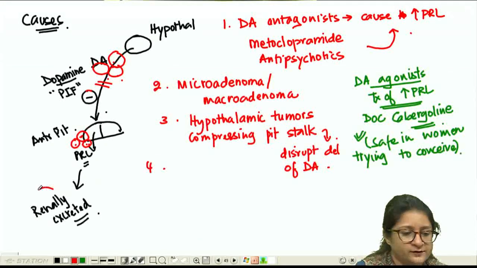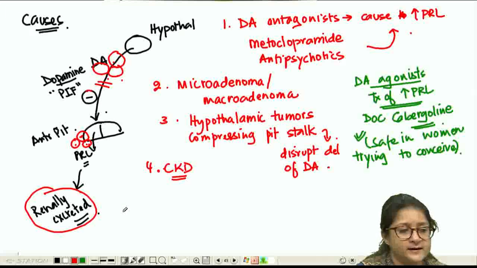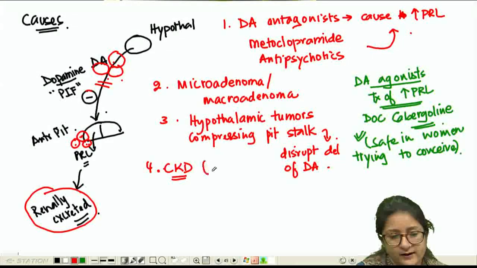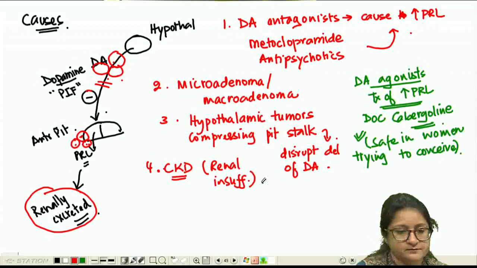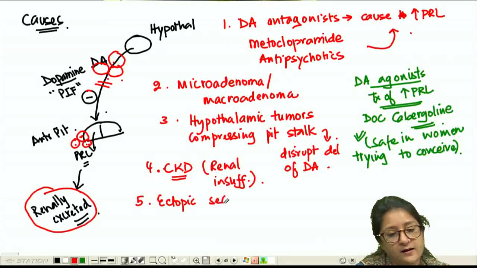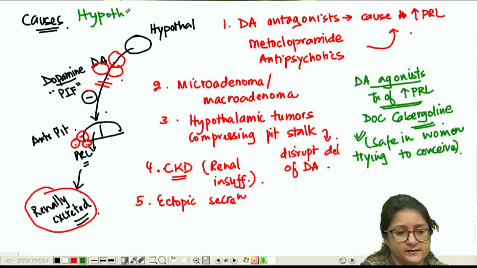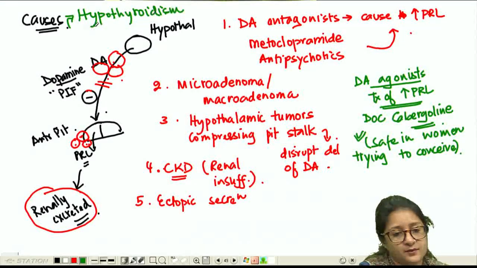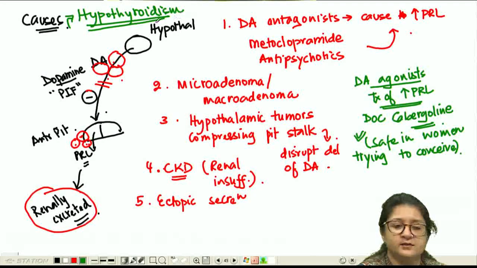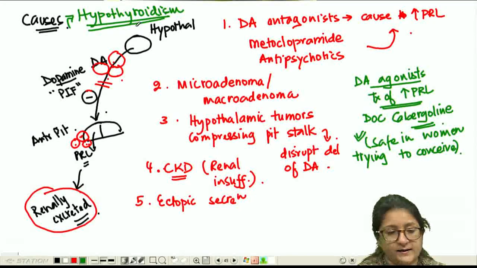Another very important cause could be chronic kidney disease. Chronic kidney disease, or renal insufficiency, can lead to increased prolactin. Another cause is ectopic secretion. And one very important cause which I should have written up here is hypothyroidism. So with hypothyroidism, simply treatment of hypothyroidism will correct the prolactin levels.